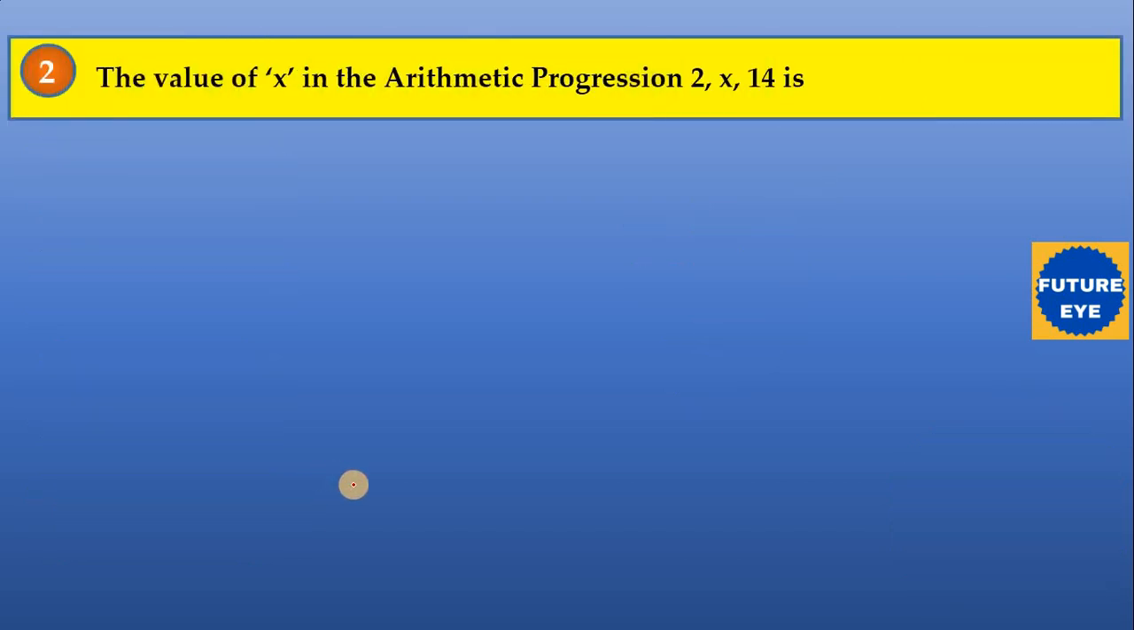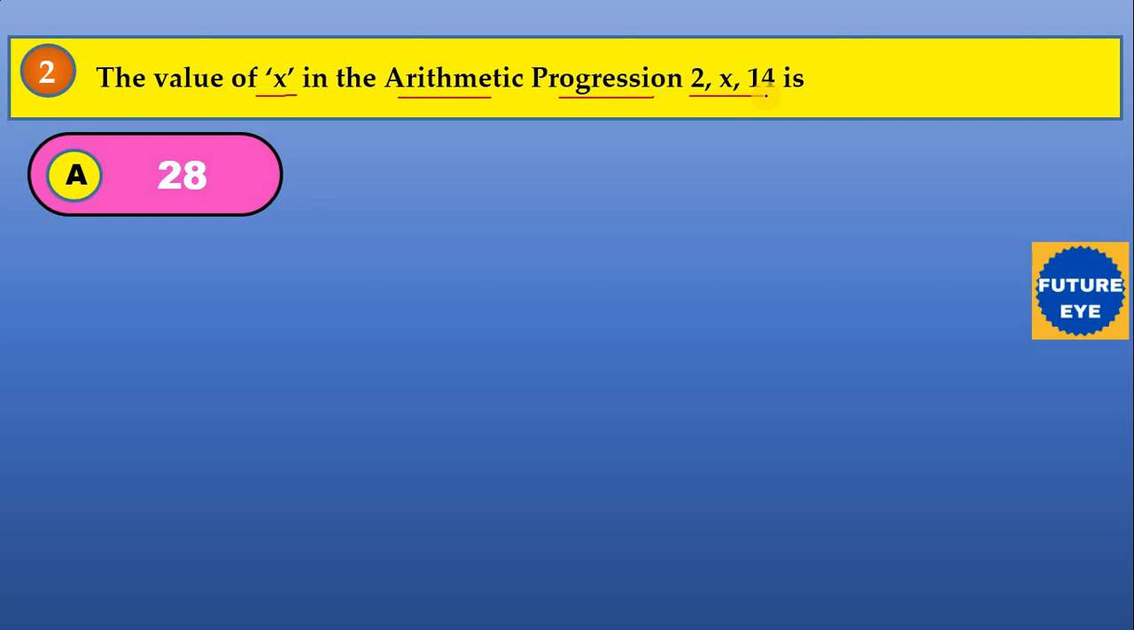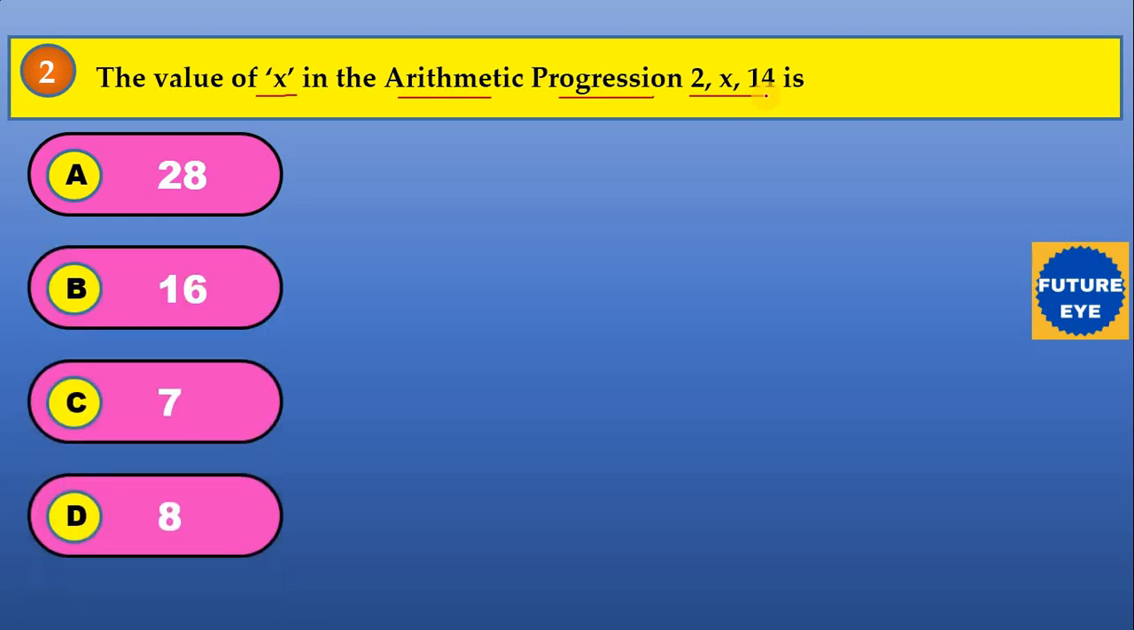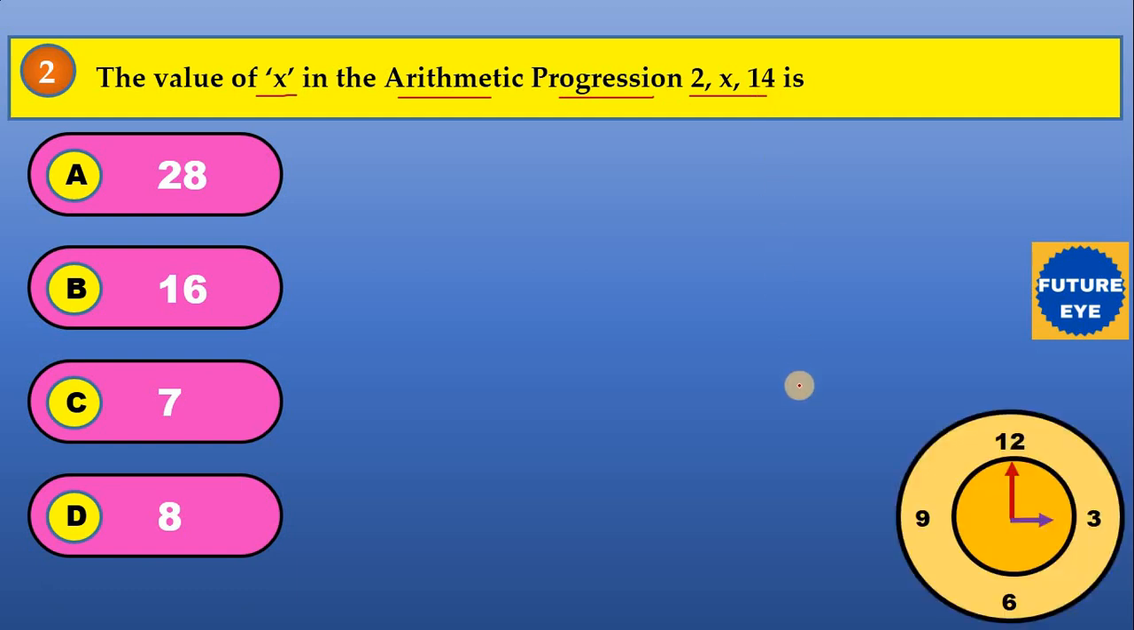Next, let us see another question. The value of x in the arithmetic progression 2, x, 14 is, given options are 28, 16, 7, 8. Children, your time starts now. As I said, if you solve it, very good. Otherwise, at least you get an idea how to solve this problem.